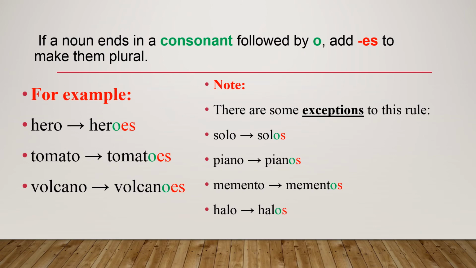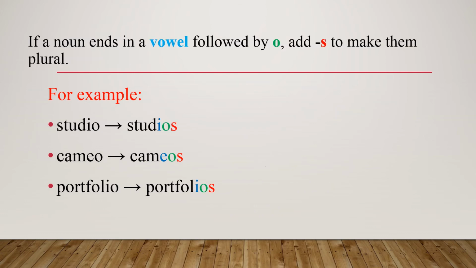Now, if a noun ends in a consonant followed by o, add es to make them plural. For example, hero, heroes, tomato, tomatoes, volcano, volcanoes. Now, of course, as usual, there are some exceptions to this rule. For example, solo, solos, piano, pianos, memento, mementos, halo, halos.